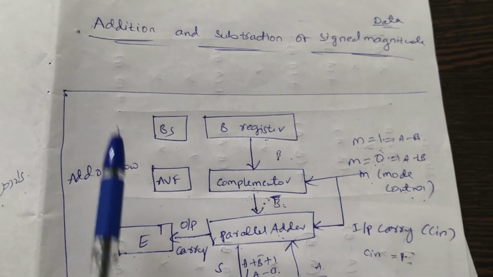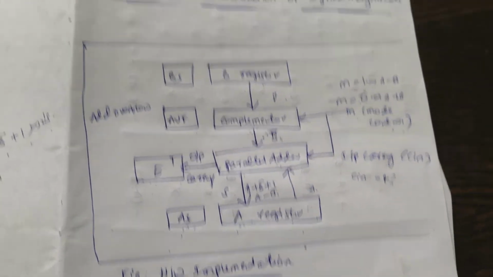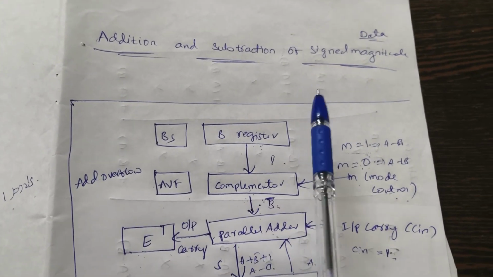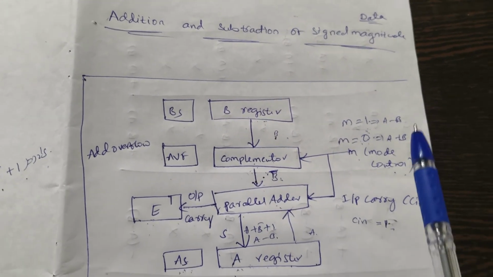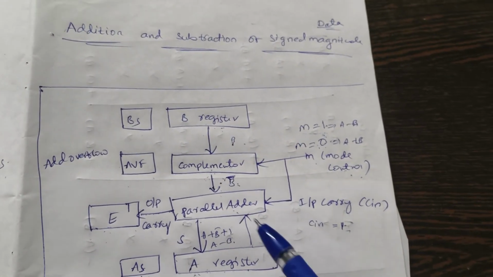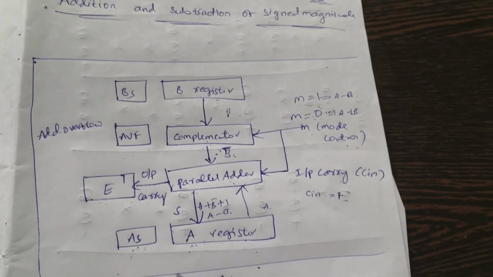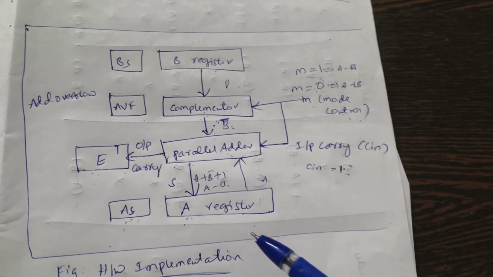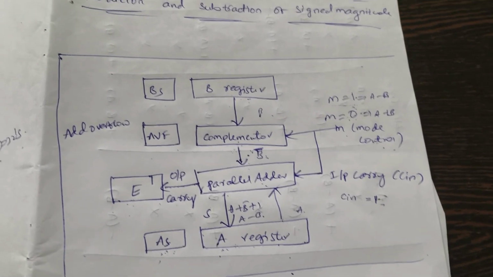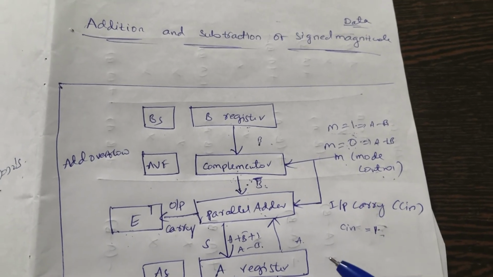Hello everyone, now I am going to explain a hardware implementation of addition and subtraction of sign magnitude data. Whenever you want to perform any arithmetic operations, who will take care of that? An arithmetic processor. An arithmetic processor is a part of the processor unit that executes all arithmetic operations.